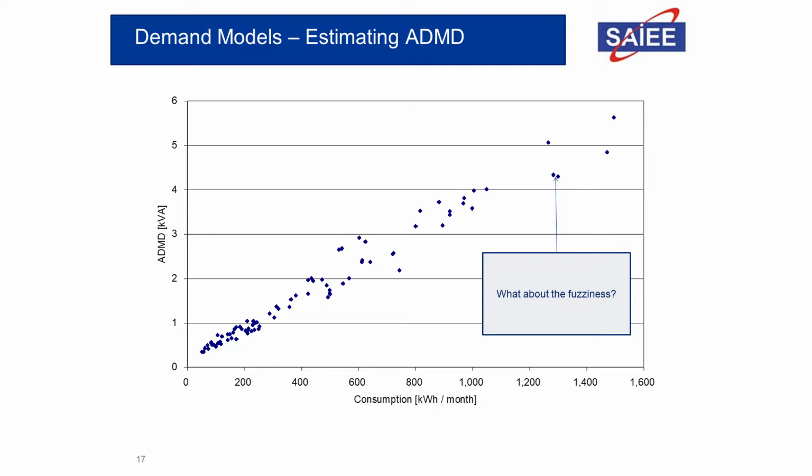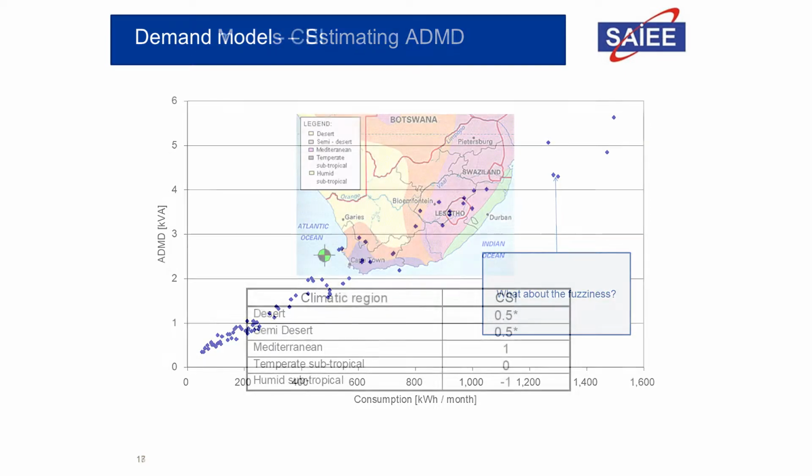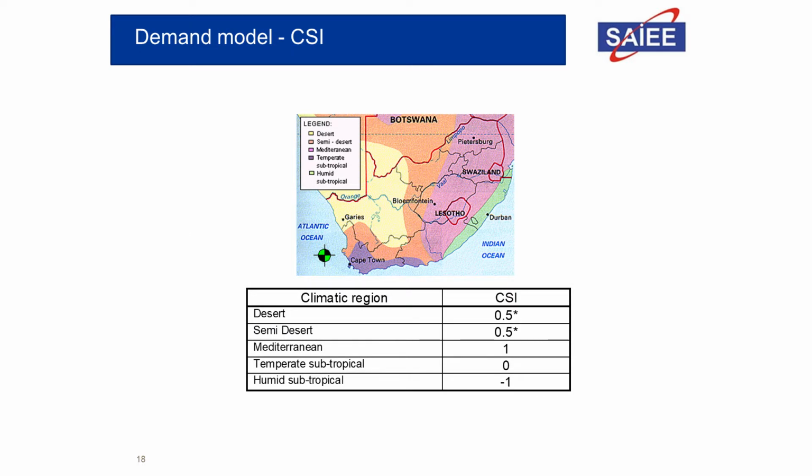When we started, Marcus came up with this idea. There's something called the Climatic Severity Index, something Marcus just invented, right? And the different areas have different climatic severity indexes. So Durban is a -1, and Cape Town is a +1, and everything else is in between, right?